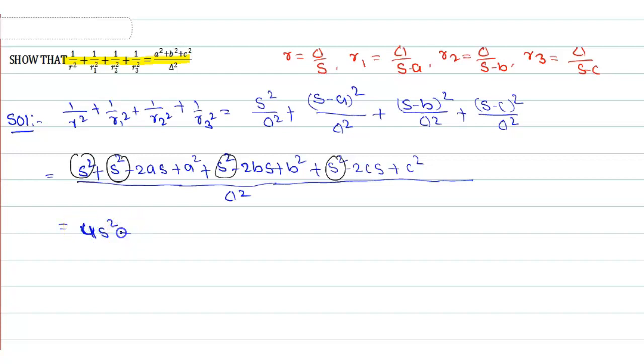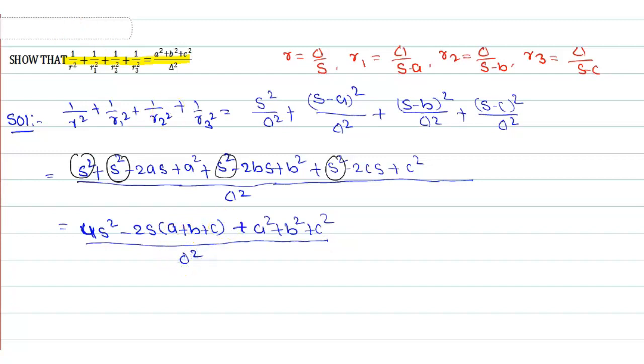So this is equal to 4s² minus, I can take common 2s. If you take 2s here, you will get a plus b plus c. Here 1a, b, and here 1c. Right? a plus b plus c here I got. Next, the leftover value, that is a² plus b² plus c². There is no change in the denominator, directly I can write it as delta².